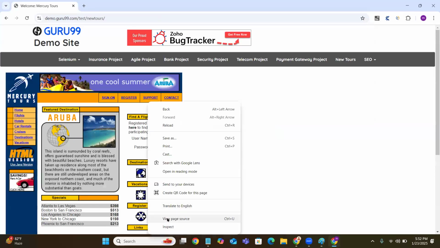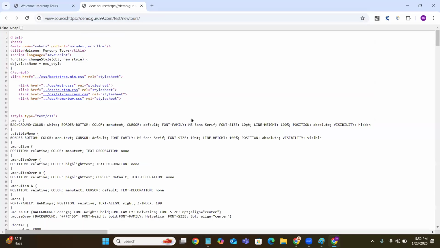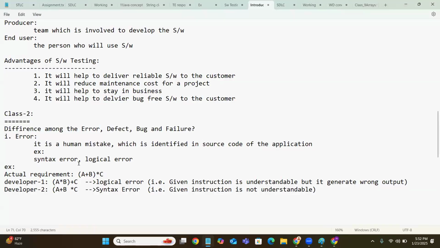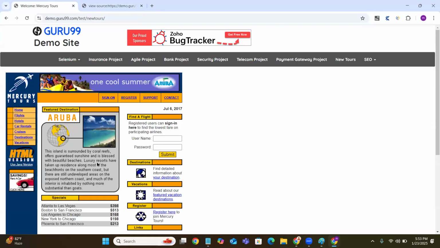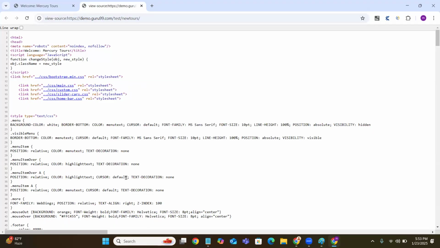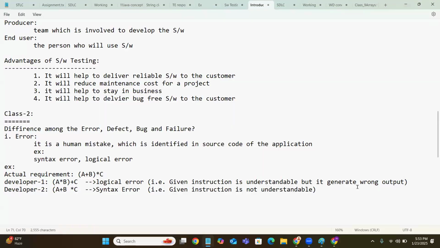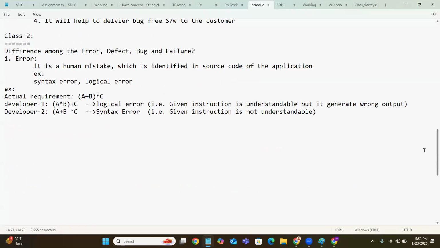So generally, if this is the application, right-click will give the view page source. At the code level, if they identify any mistakes here, that we are going to call an error. Now, in the beginning class, I said we test at the page level, not the code level. Source code we never test as a testing unit. So you should not use the vocabulary like error. Developers will use that vocabulary. That is the error we are going to call.